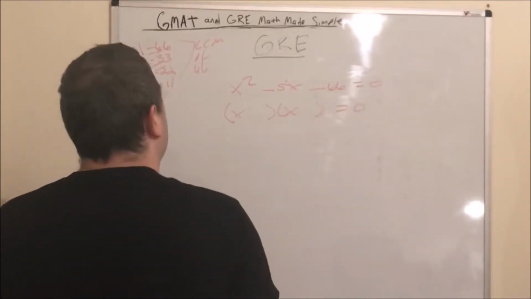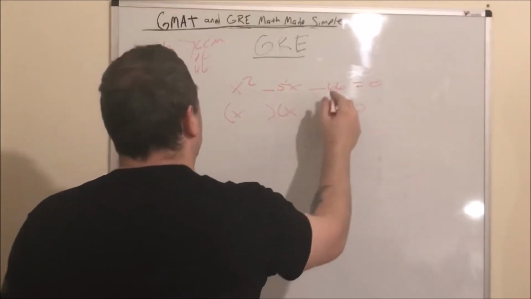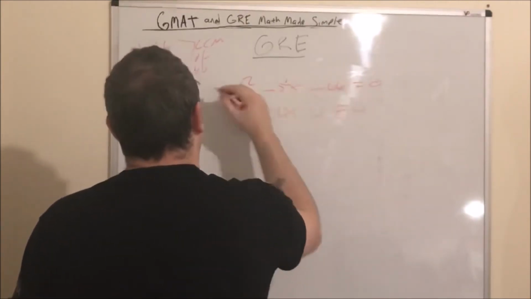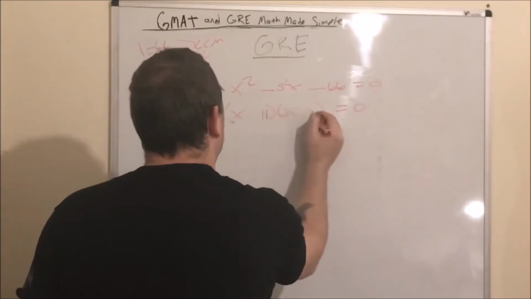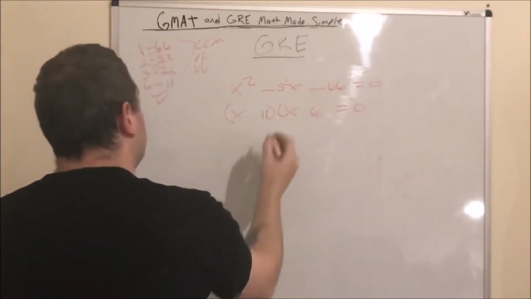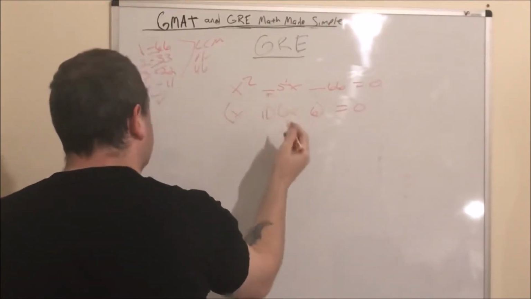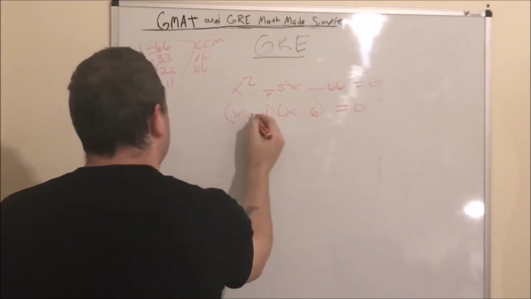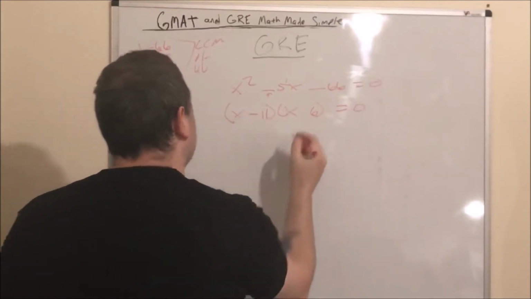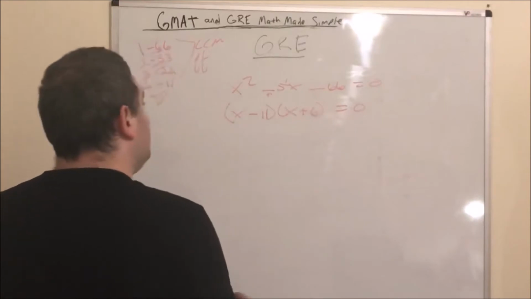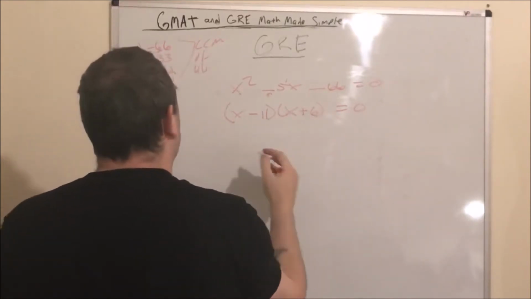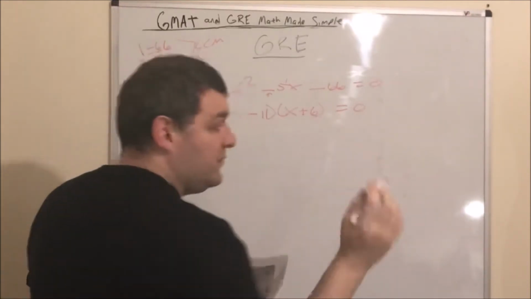So what are we going to use to get 66? We have 6 and 11. We see that the bottom, this right here, is negative. Since that's negative, the bigger number needs to be negative, and there we go. So we have x plus 6. If we want to go through and check this, I'll do it for this one.